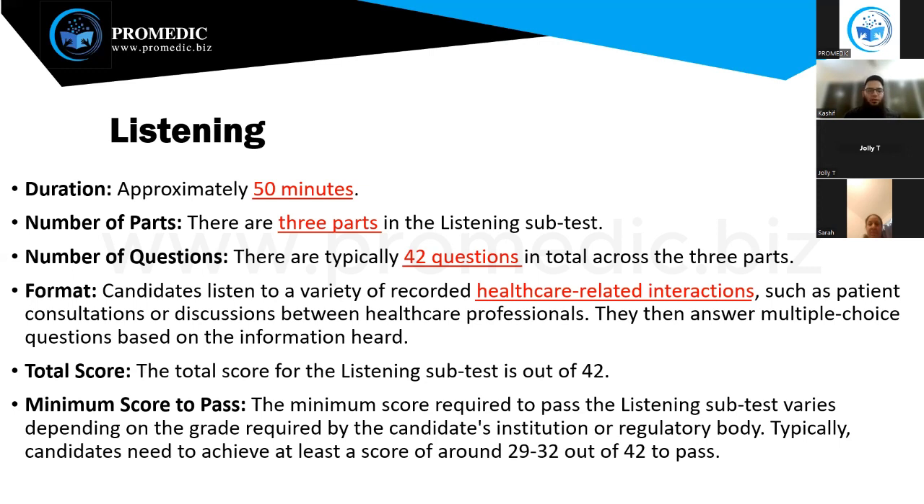Now, coming to the listening, why have I put listening in the first place? Because usually this is the first subset tested in the exam. Approximately it is 50 minutes, but if you go on the website, it will say 40 minutes. So 40 to 50 minutes is the approximate duration of the listening test. Now, there are three parts.